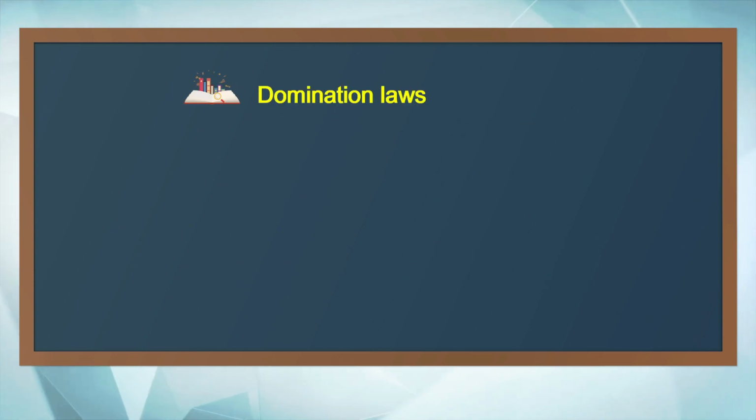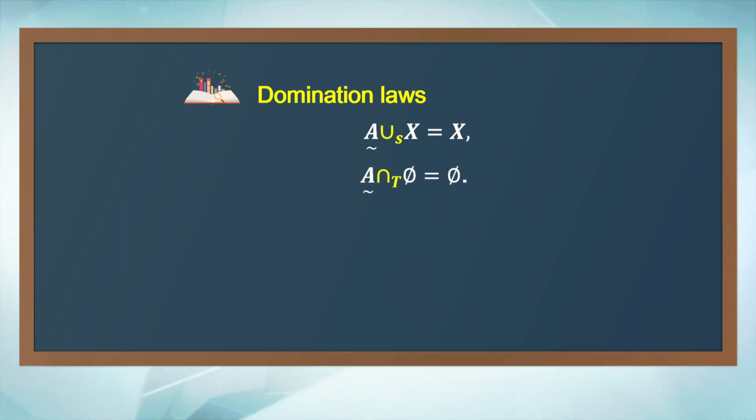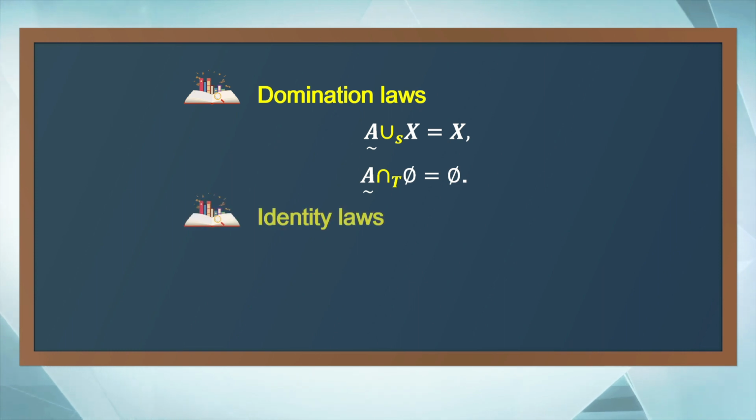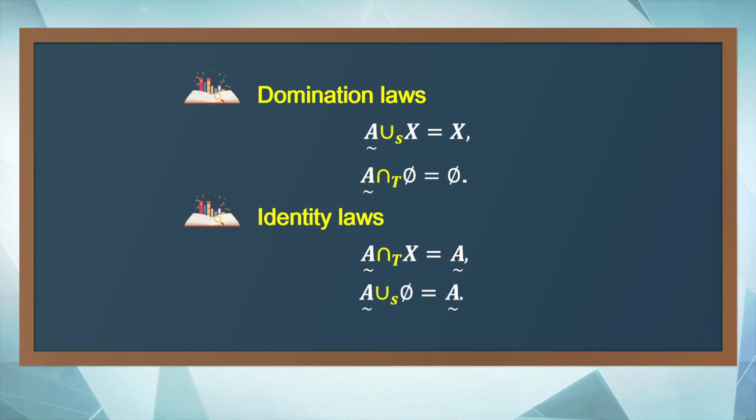Fourthly, domination laws. The generalized union of A and the universal set is the universal set. The generalized intersection of A and the empty set is the empty set. Fifthly, identity laws. The generalized intersection of A and the universal set is A. The generalized union of A and the empty set is A.